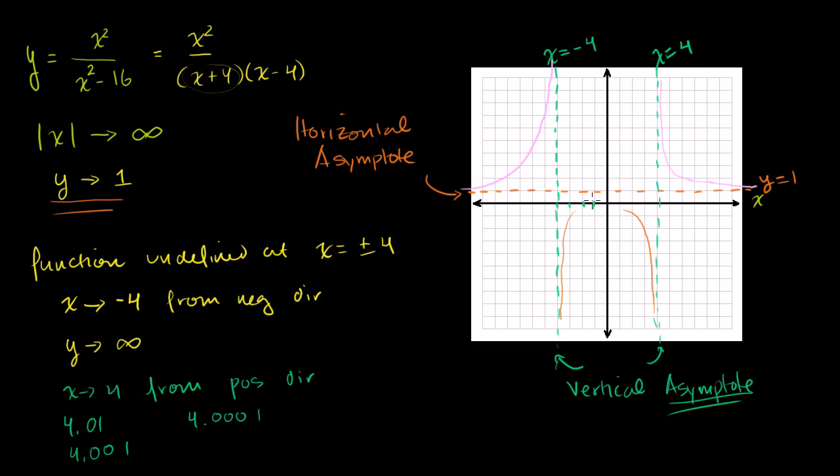And then now that we have a general sense of what the graph is, now is a good time where we could maybe plot a few points here. So the easiest one is, what happens when x is equal to 0? You have 0 squared over 0 squared minus 16. So when x is equal to 0, we're going to have 0 over negative 16, which is just 0. So the point 0, 0 is on this curve.